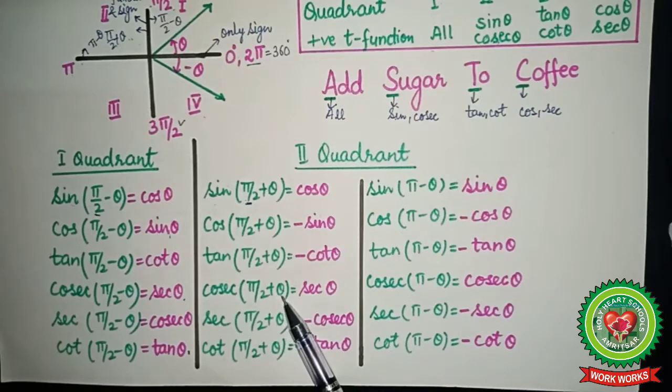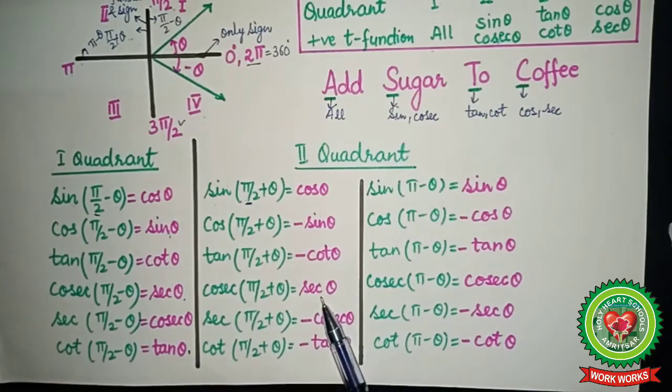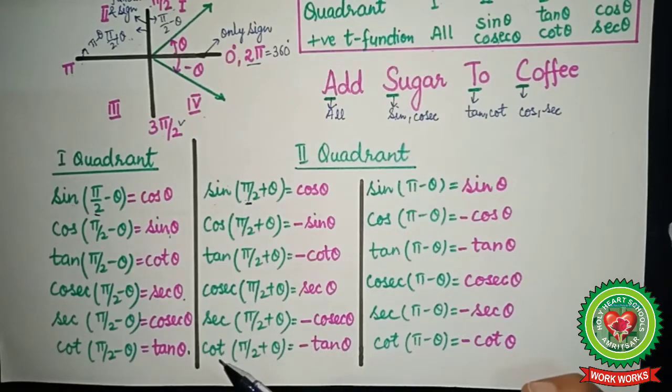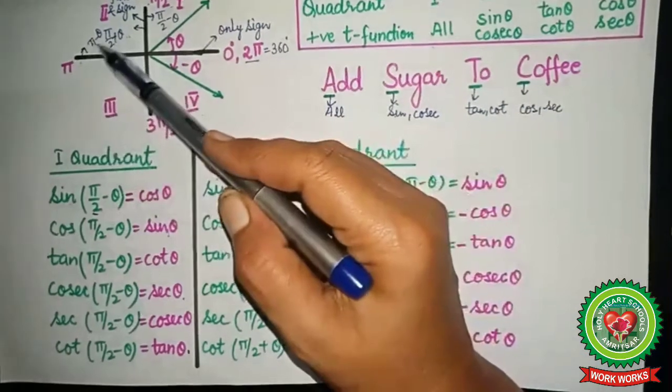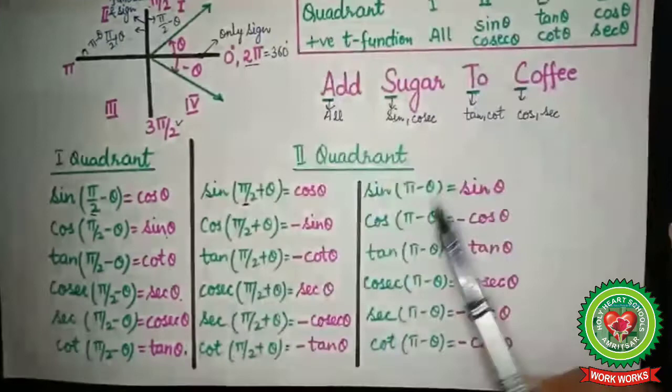Cosecant(90 + theta) is equal to secant theta. Then secant(90 + theta) is minus cosecant theta, and cot(90 + theta) is minus tan theta. Now look at the second type of angle, that is pi minus theta.